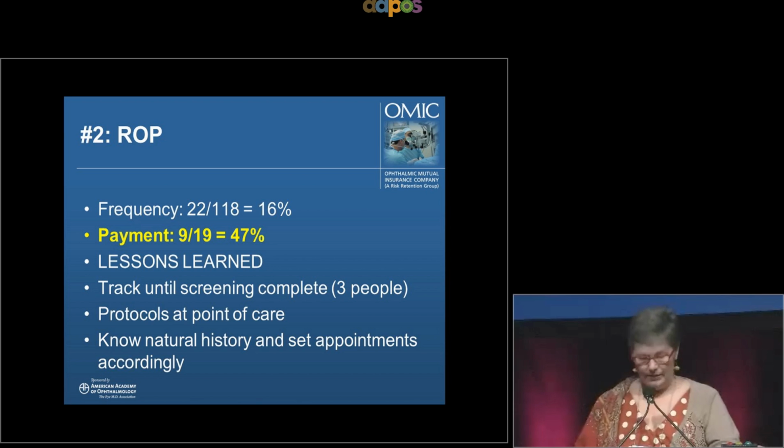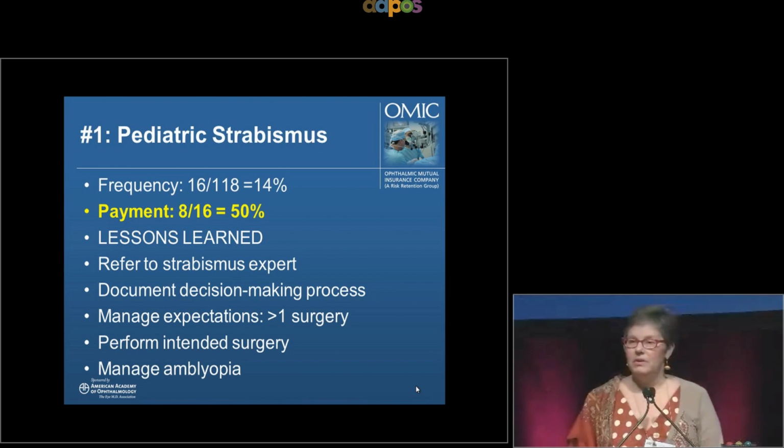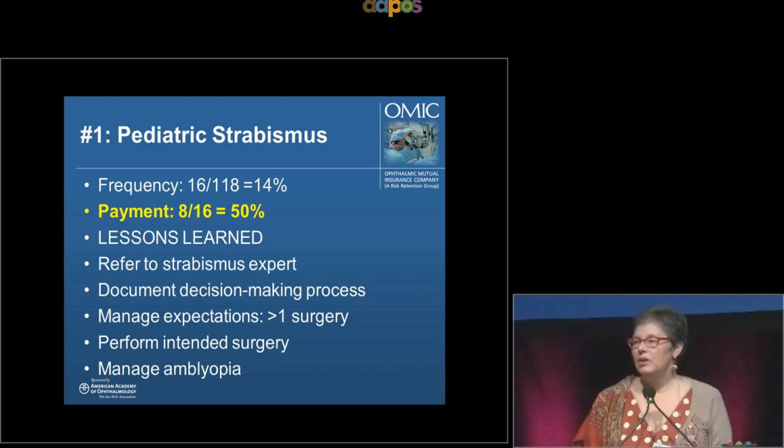The number one, pediatric strabismus. 14% of our claims database, half of these ended in payment, half of the pediatric cases. Well, some of it is not your fault. The people who were causing problems are not here.